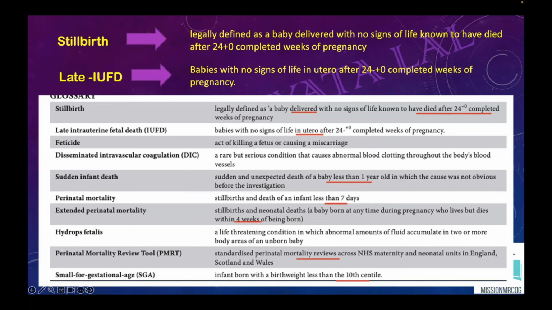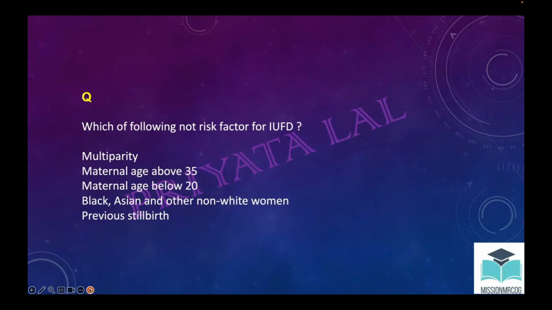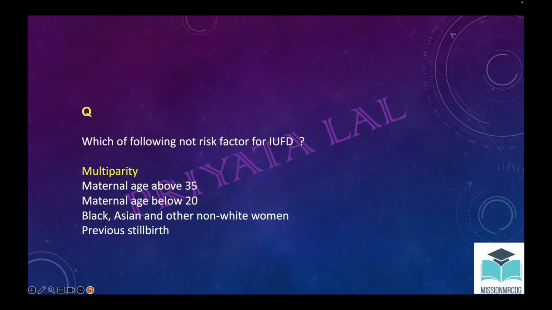Now, one question: which of the following is not a risk factor for IUFD? Anyone? Any guess? Maternal age above 35. Okay, the answer is multiparity. This is not a risk factor for IUFD.